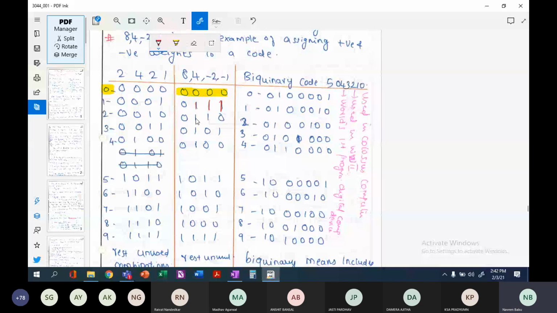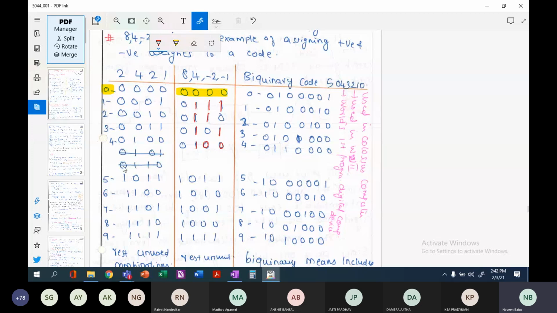Similarly, 2, it is 4 minus 2 is 2. So these two bits are made 1. 4 minus 1 is 3. So 4 minus 1. And 4 is given as 1, 0, 0. And we are done with half the symbols. And the later half of the symbols will be a complement of the upper list of decimal values.